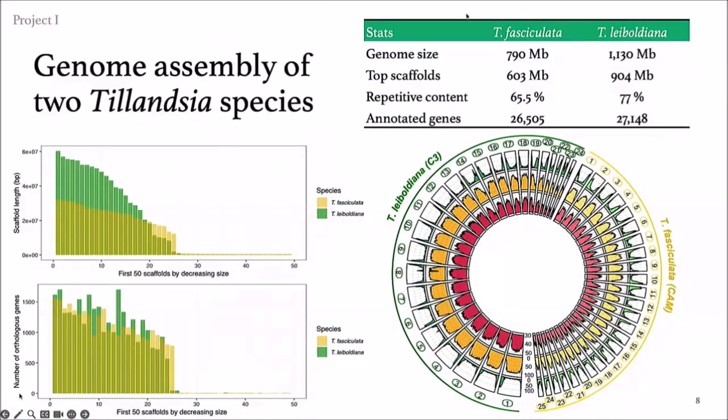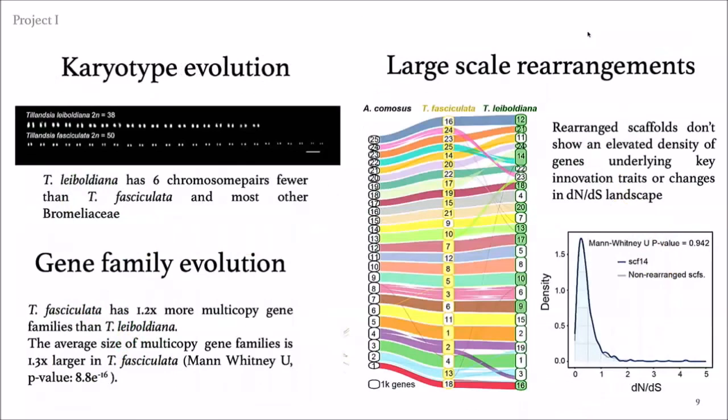Right, they vary a tiny bit. So Labeldiana is about 20% larger than Fasciculata. And that's mostly because of repetitive content, differential accumulation of repetitive content in the two plants. And so then we also wanted to look on the broad scale how they differ, starting with karyotypes.